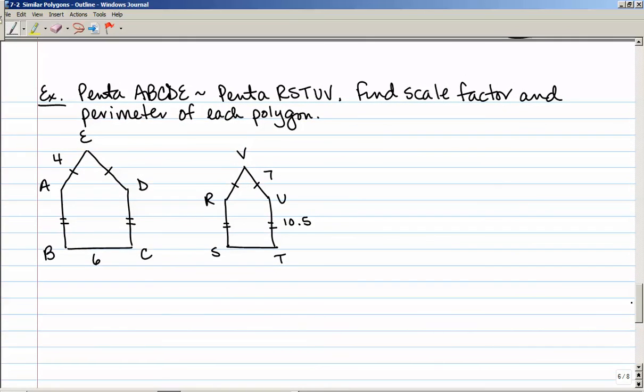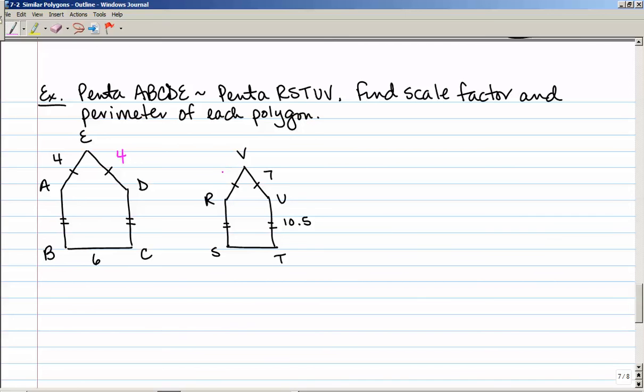And here we have pentagon ABCDE and pentagon RSTUV. We need to find the scale factor and the perimeter of each polygon. Okay, so I'm going to go ahead and fill in, since I know that AE and ED are congruent, I'm going to make that a 4. I do know that AB and CD are congruent, but I don't know what that is. And BC is just 6.